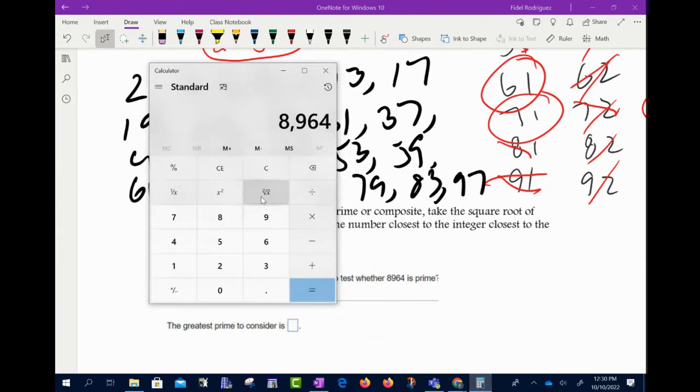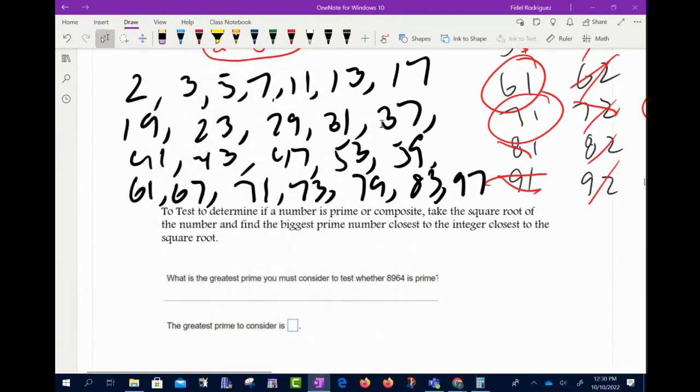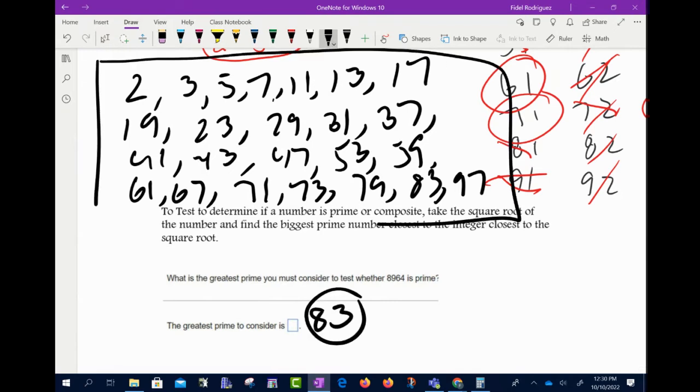So what I'm going to do is take 8,964 and take the square root of it. So look at the number that I came up with, 94 and change, right? What's the first prime number that's closest to 94 but has to be smaller than 94? What's the first prime number that's closest to 94 in my list right here? 83, and there's my number, right?